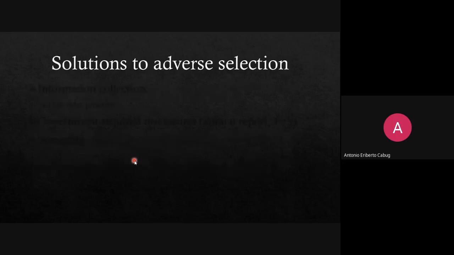Now, what can we do in order to deal with the problem of adverse selection? Remember that adverse selection happens before the transaction. So before a transaction would be entered into, these are the possible solutions to adverse selection. Number one, there should be information collection. There should be a database where the banks would collect information about potential borrowers.